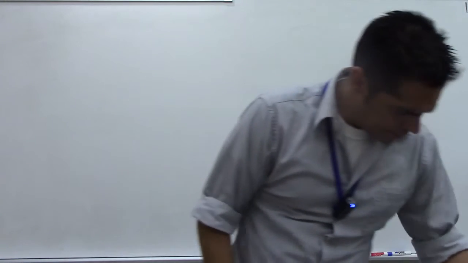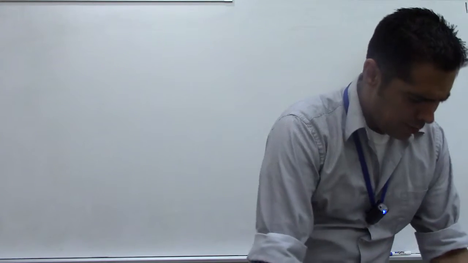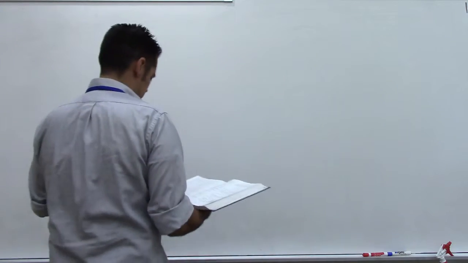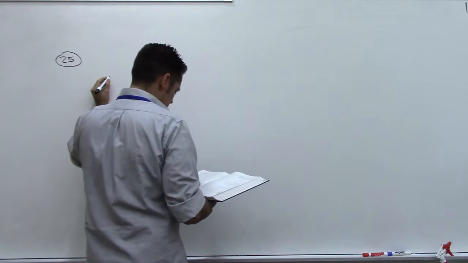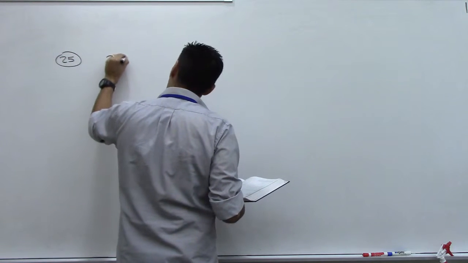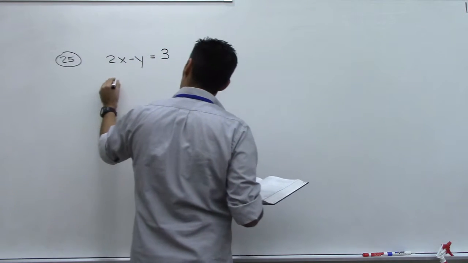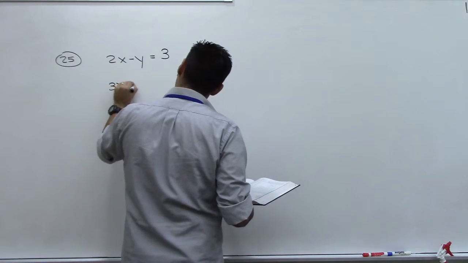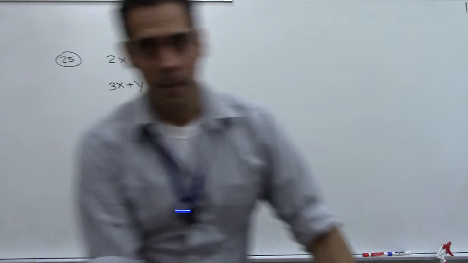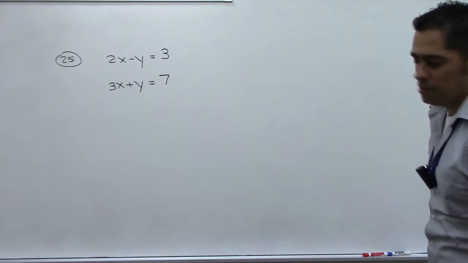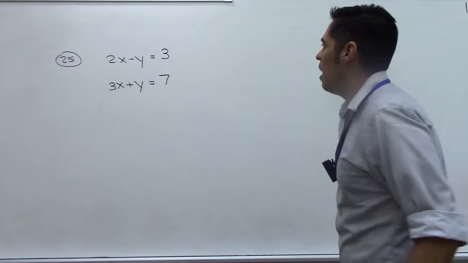Okay, where are we? 25. So for 25, it gives you two equations of two lines: 2x minus y equals 3, and 3x plus y equals 7. And it's asking us to find the acute angle between these lines.